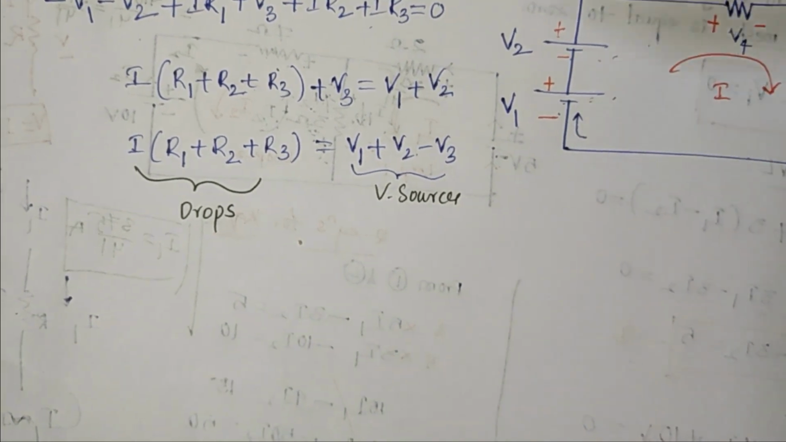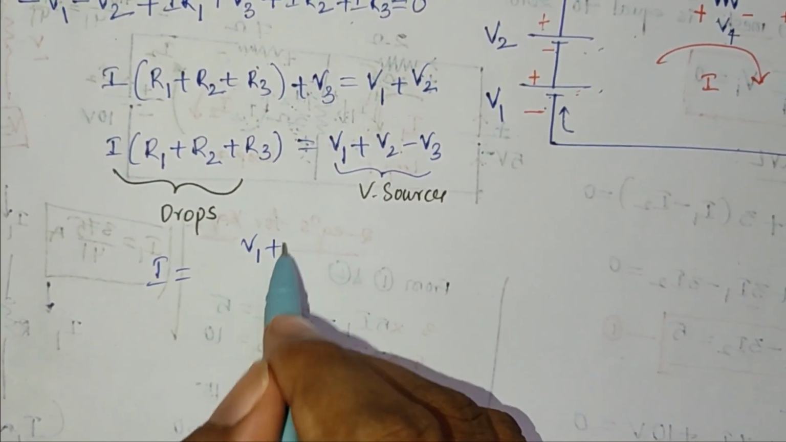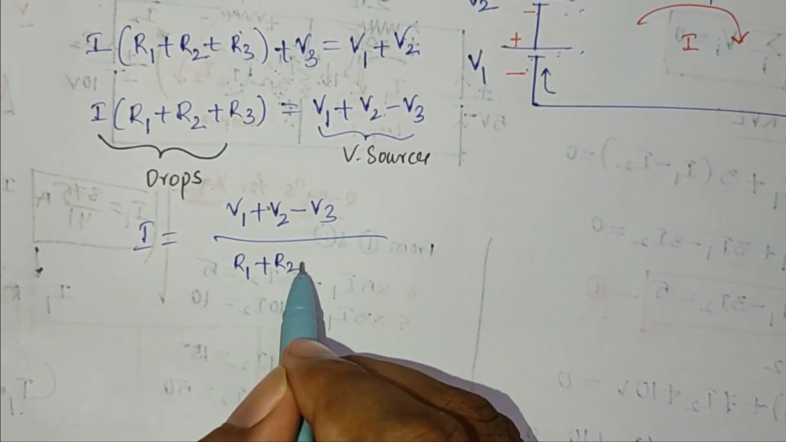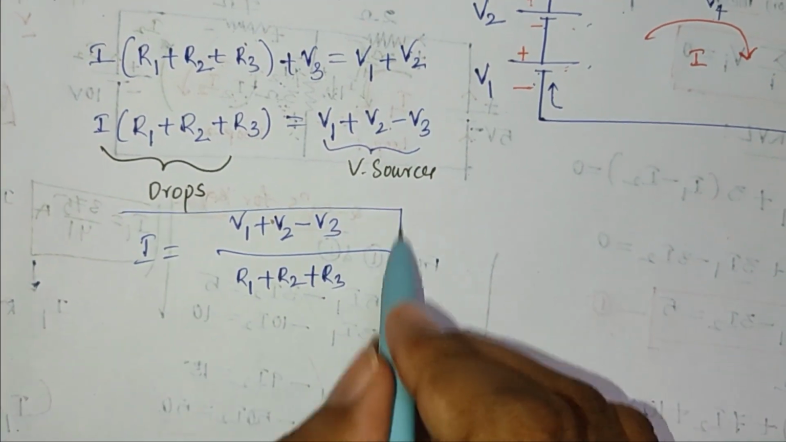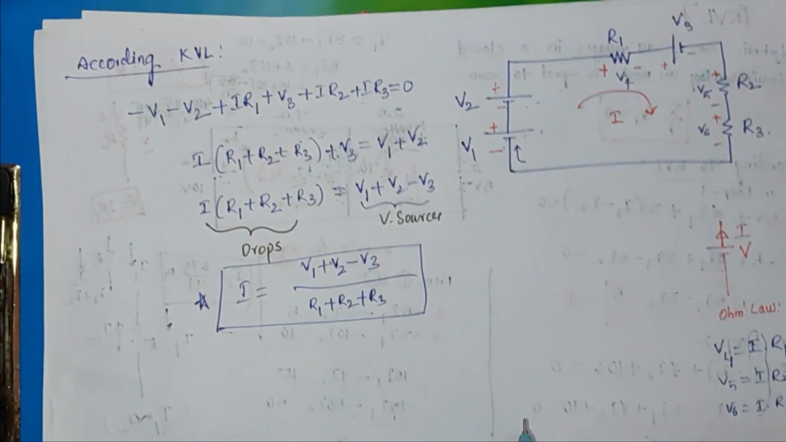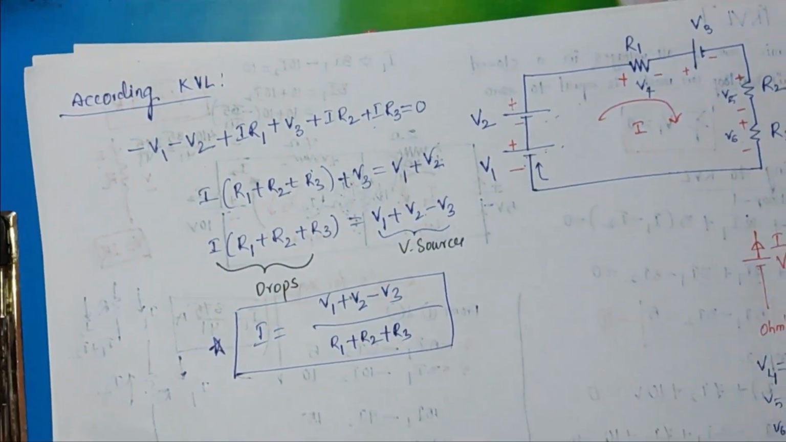So using KVL we can find the current in the loop, that is I equals the total voltage V1 plus V2 minus V3 divided by the total resistance R1 plus R2 plus R3. This is one useful thing using KVL. So this is about writing a voltage expression in a loop. Let us take another example so that you can understand it clearly.